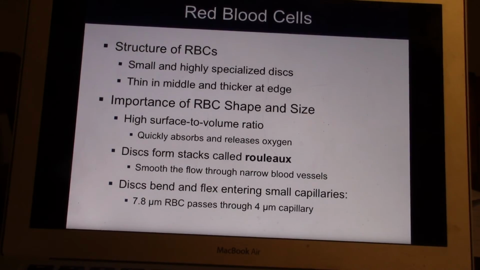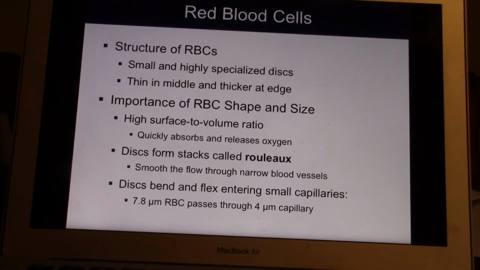The structure of red cells is really kind of cool. They are not round, they're not square, they're not cuboidal. They're called biconcave discs. In other words, there's a concave indent on either side, and the whole reason for that is to have a higher surface to volume ratio so that the oxygen can get in easier. The other thing about this shape is it allows these discs to form stacks called rouleaux.